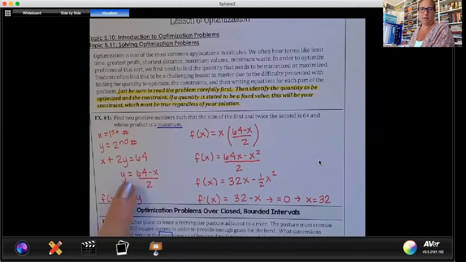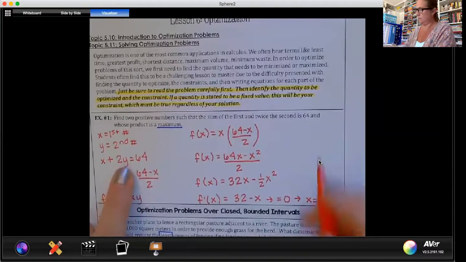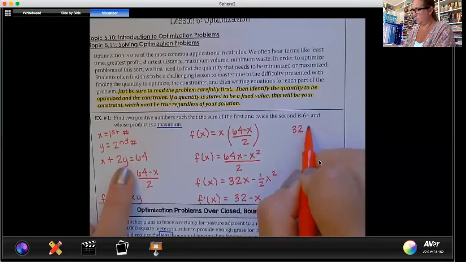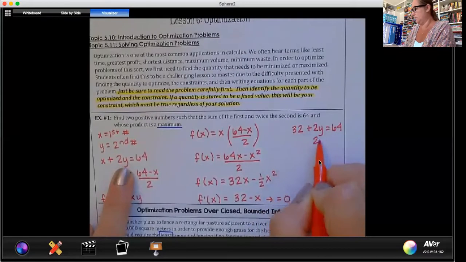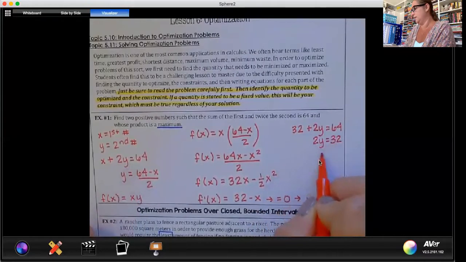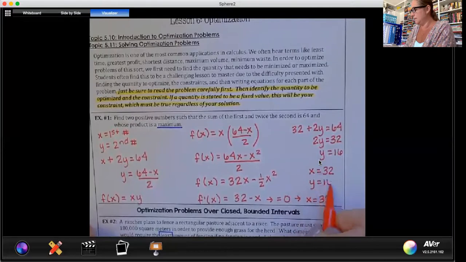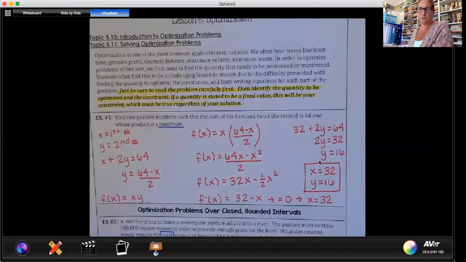So we're going to plug 32 into here. 32 plus 2y is 64. 2y is 32, so y is 16. So our two numbers are 32 and 16. A lot of algebra there. Really about the only calculus that you have is your derivative.